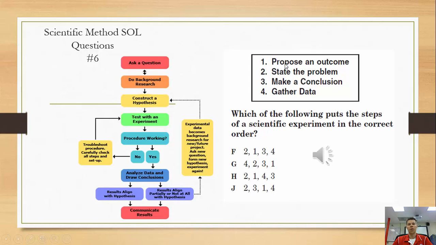This question puts things a little bit easier. It's just asking you to put these in order. Propose an outcome, state the problem, make a conclusion, or gather data. Well, we know for sure make a conclusion is going to be last. Alright? And before you can propose an outcome or gather data, you have to state the problem. So we want to state the problem first, propose an outcome, gather some data, and then make a conclusion. So our best answer here is going to be H, which would be state the problem, propose an outcome, gather data, and make a conclusion.